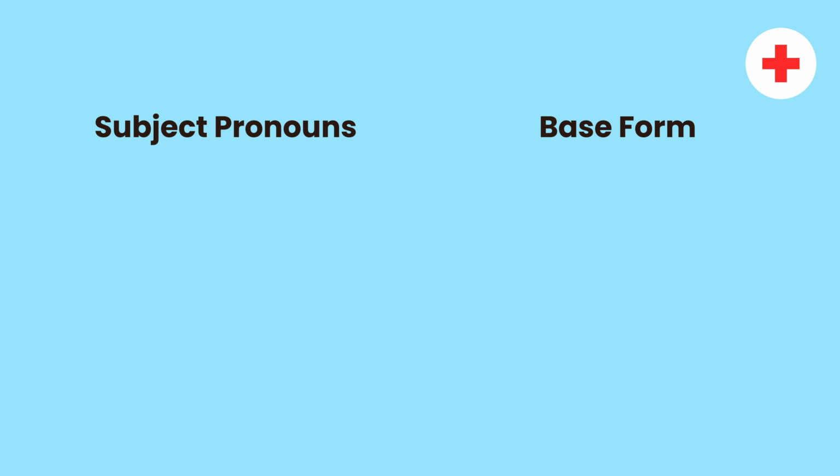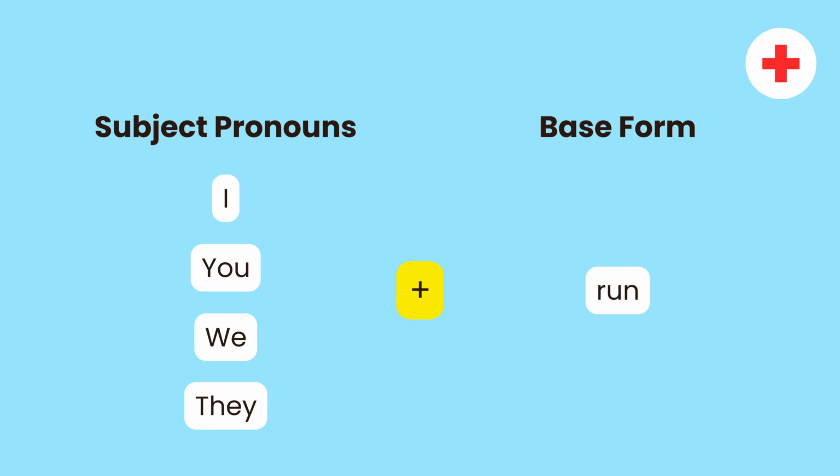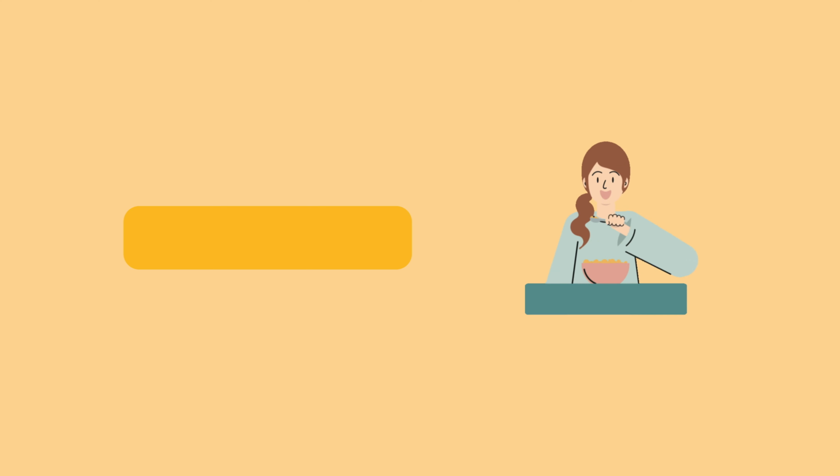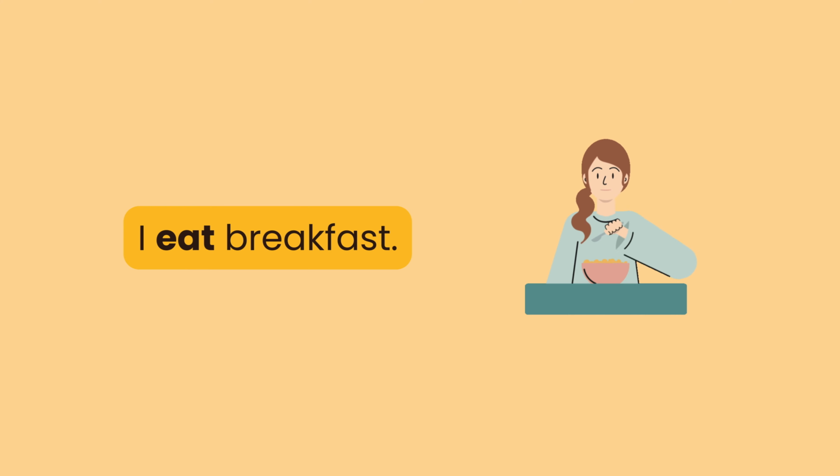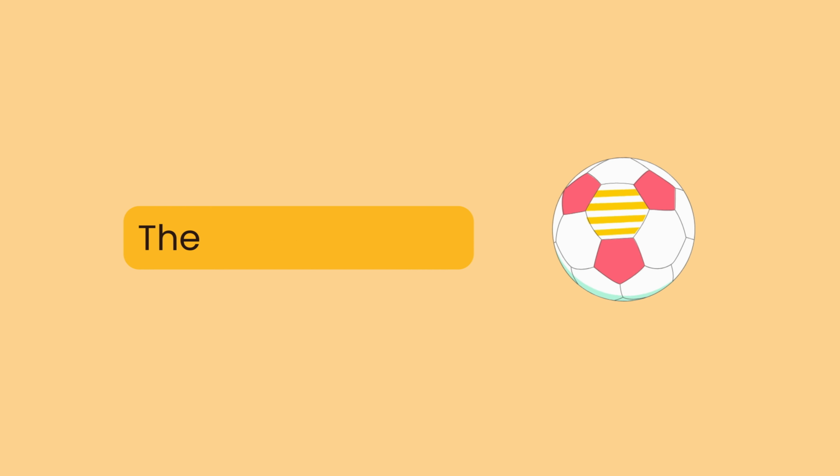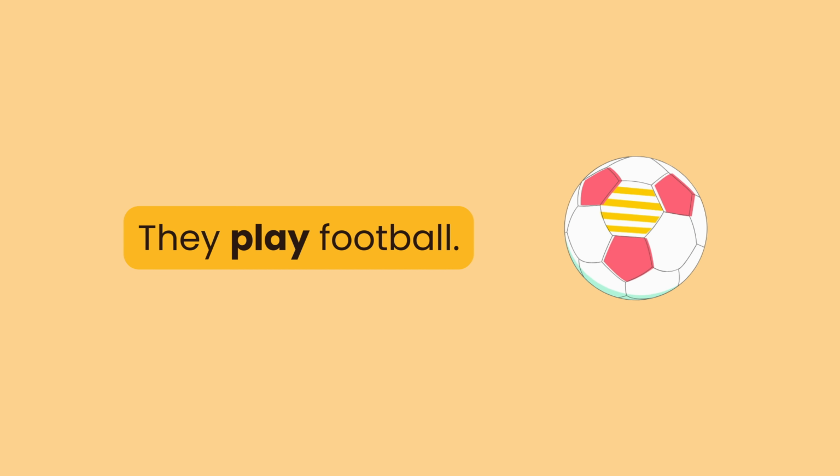For most subject pronouns, I, you, we, and they, we use the base form of the verb. I eat breakfast. They play football.